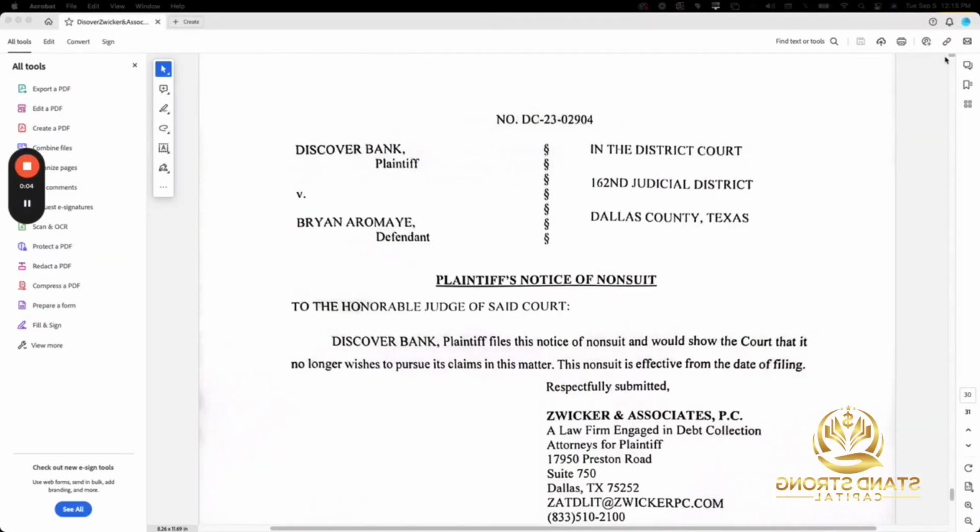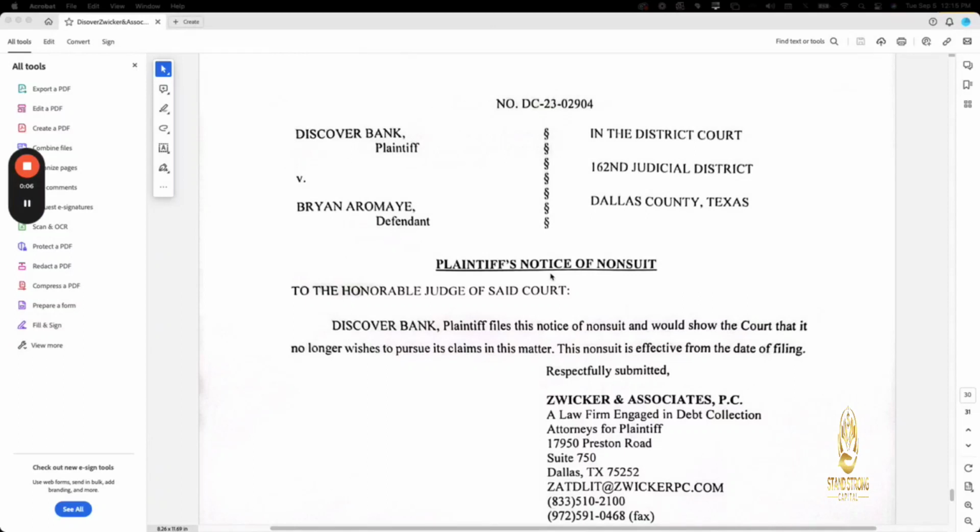Here we have a plaintiff's notice of non-suit. The plaintiff in this situation was recorded as Discover Bank, but it really wasn't Discover Bank. It was a third party debt collector, Zwicker and Associates PC, a law firm engaged in debt collection.